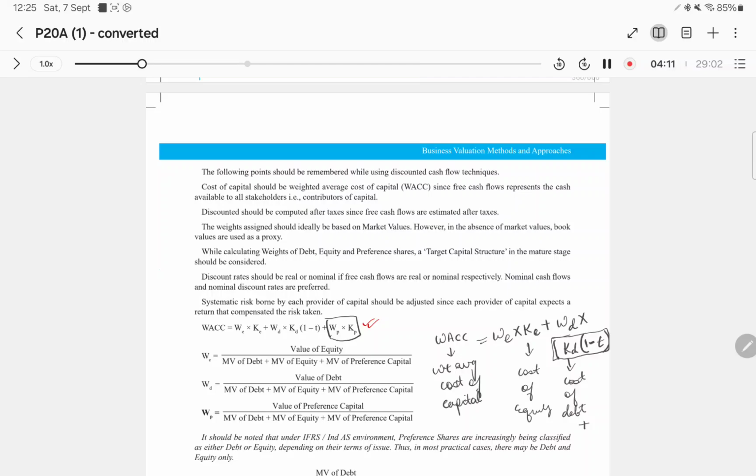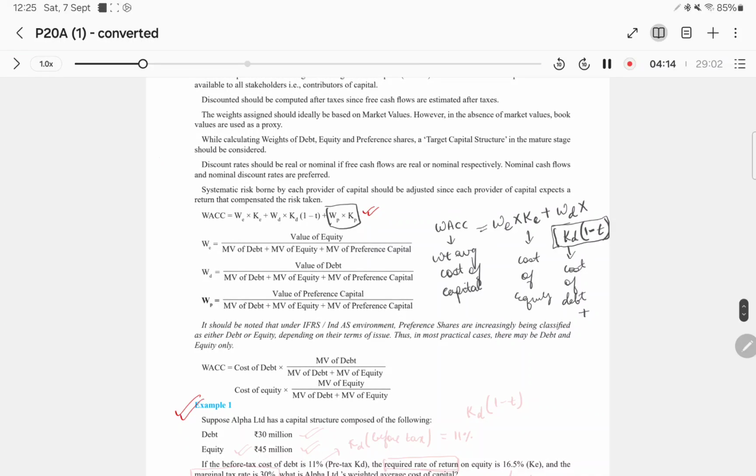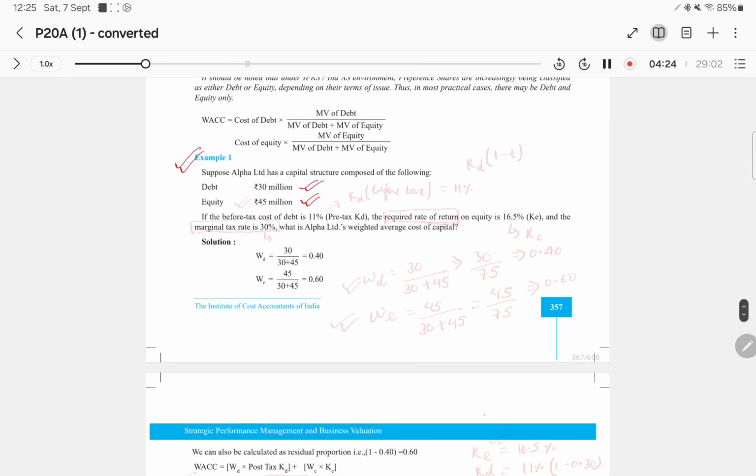Okay, so basically let's take example 1. What is given? Suppose Alpha Limited has a capital structure composed of the following: debt is 30 million and equity is 45 million. Also it is given in the question the before tax cost of debt, that is KD before tax. And what do we take in the formula? As I described above, we take KD after tax, that is KD (1 minus T). In the question here KD before tax is 11%, so you need to deduct the tax rate from it.